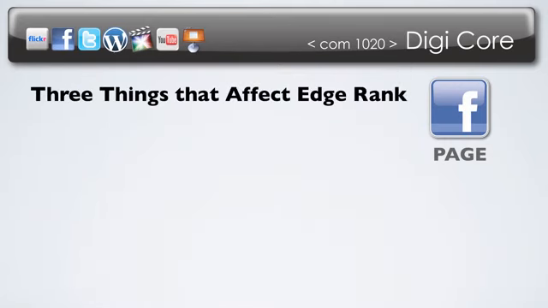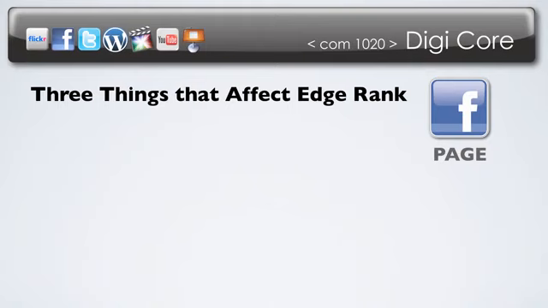Now there are three things that affect EdgeRank. Now EdgeRank, when you're in your personal profile and in a news feed, whatever is at the top, someone had to decide that was at the top. We call that EdgeRank. So Facebook has a formula that goes through and decides how your news feed gets fed. And EdgeRank is the way it does that.